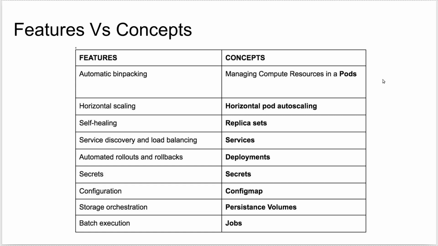We also have service discovery and load balancing, which is provided by services. So Kubernetes has a concept called service, and you can create services that will provide that capability. There are automated rollbacks and rollouts, and that's done via deployments. So in Kubernetes, we can basically do blue-green, we can do canary, we can split traffic, all this kind of goodies.